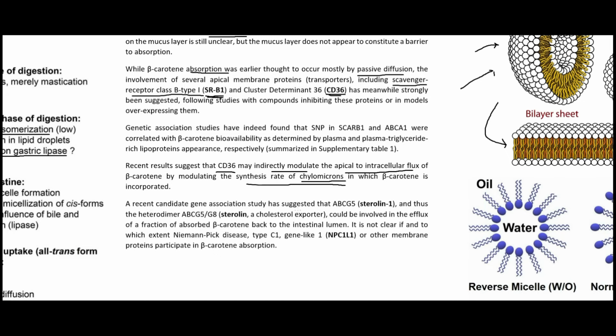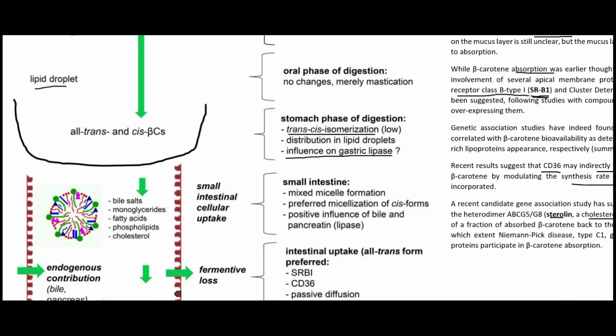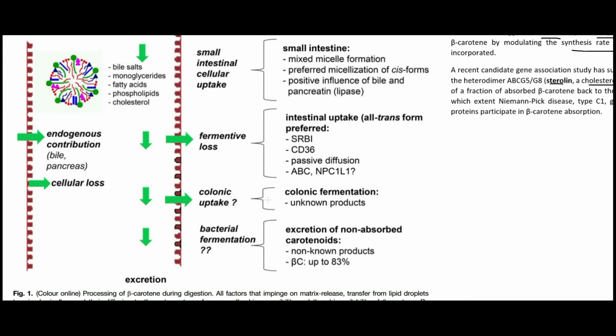a recent gene association study suggests that this ABCG5, which is called sterolin-1, and its heterodimer here with G8, which is called sterolin-2, a cholesterol exporter, could be involved in the efflux of a fraction of the beta carotene back into the intestinal lumen. So it is not clear to which extent this NPC1L1 is involved in that. And so we can actually look at that down here.